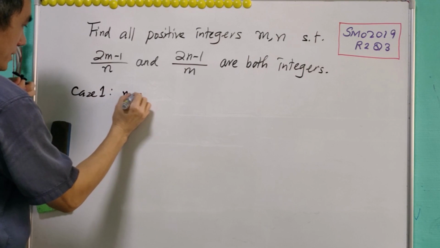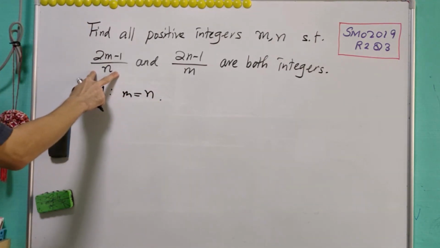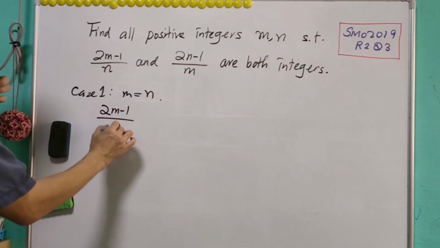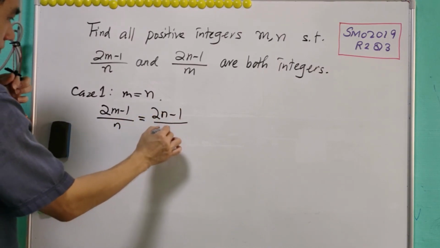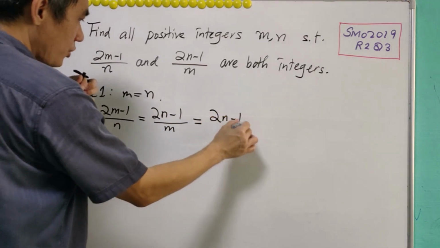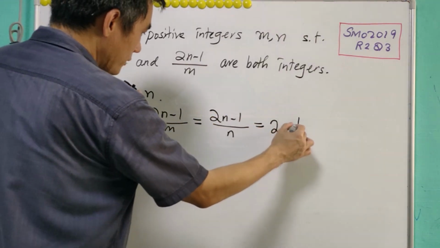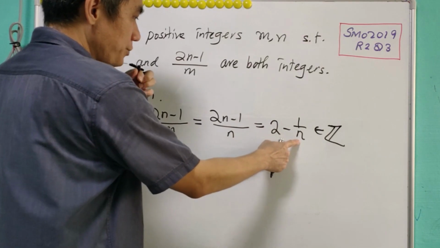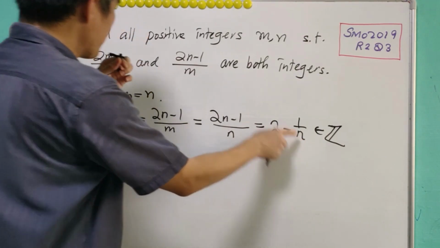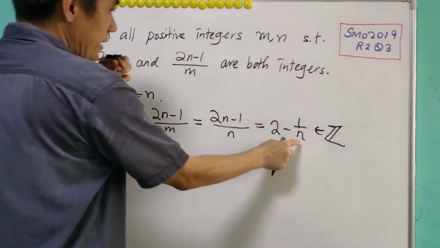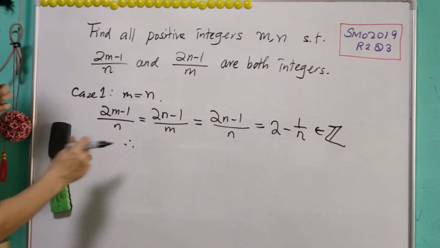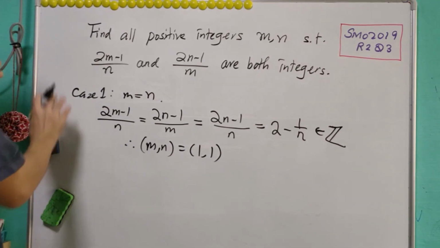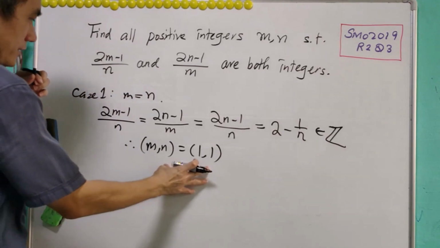Case 1, m equals n. If m equals n, then both of them are actually the same: (2m minus 1)/n equals (2m minus 1)/m. Let me just write it as (2n minus 1)/n, and this equals 2 minus 1/n. Now note that this is an integer. If this is an integer, then n has to be plus or minus 1. But because n is a positive integer, we can only choose n to be positive 1. So in this case, m and n are the same, and they must be equal to 1 and 1. So for case 1, m equals n, this is the conclusion.